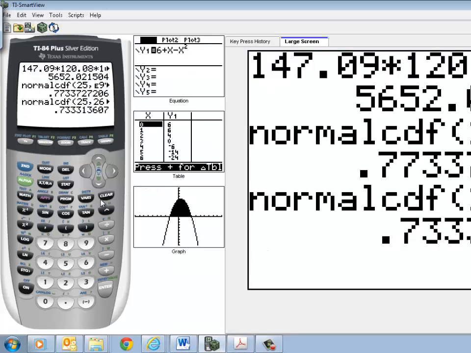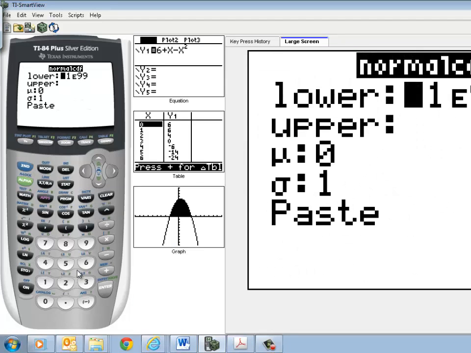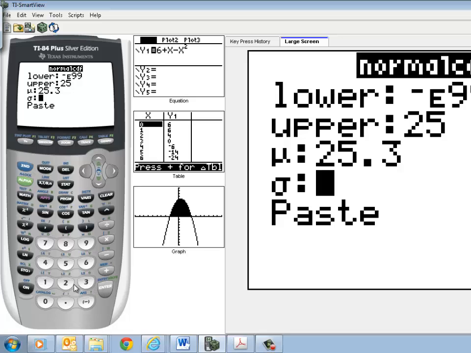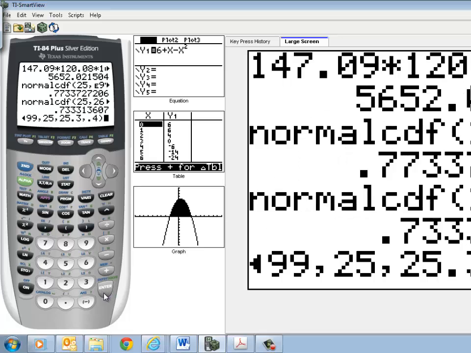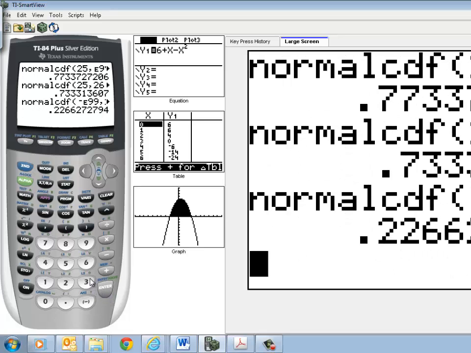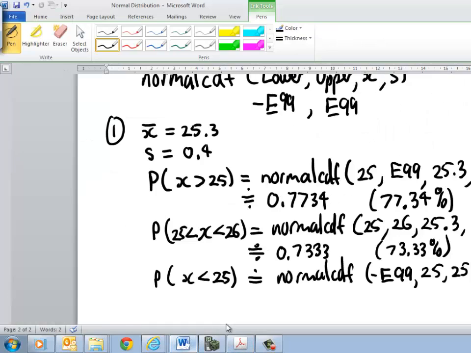Now, we could go second function enter, but remember, I'll show you what to do. So distribution button number 2, right? Okay, so it's a CDF. Our lower limit is what? It's going to be minus e to the 99. Our upper limit's 25. Our mean value is 25.3. Our standard deviation is in fact going to be 0.4, and then we go enter, and that gives us 22.66.